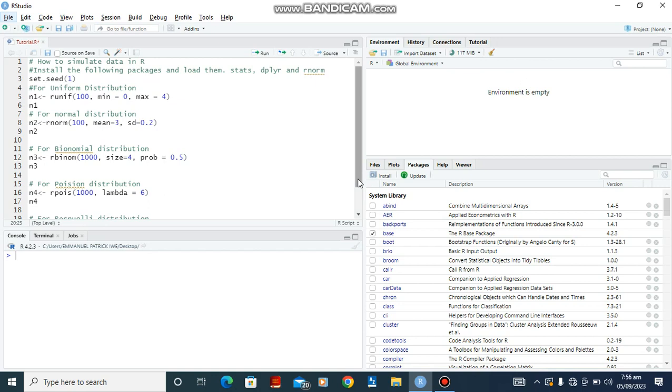Hello. Today we are going to talk about how to simulate data in R. All right, so this is going to be a very quick one. In order to simulate data in R, we install these packages: stats, dplyr, and rnorm.